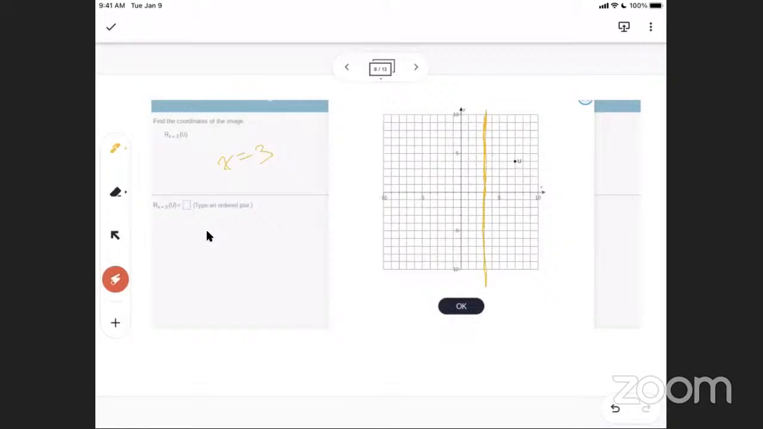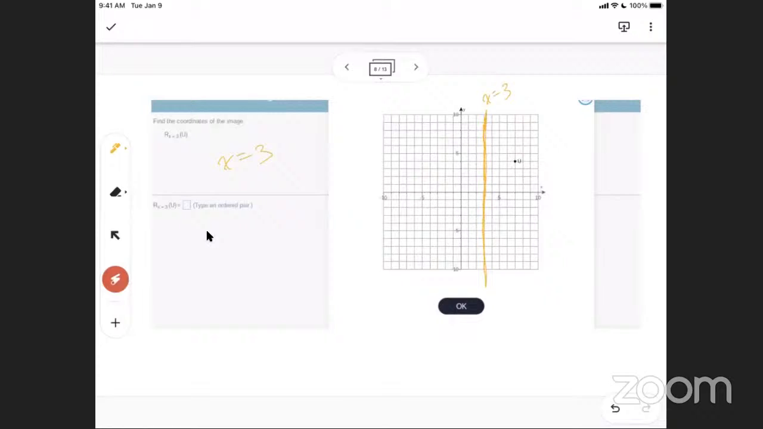And look at this point right here. Every one of these points has an x coordinate of 3. That's 3, -5. That's 3, -7. That's 3, -10. That's 3, 0. That's 3, 3. That's 3, 5. Do you understand? Yeah. So that equation is x equals 3. And now I'm reflecting this point over that line.